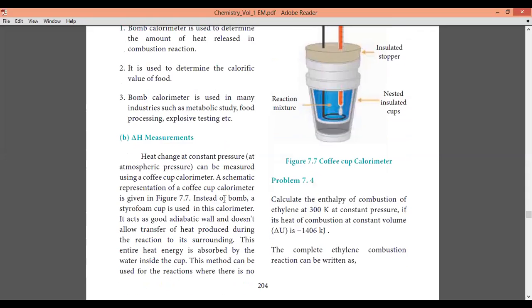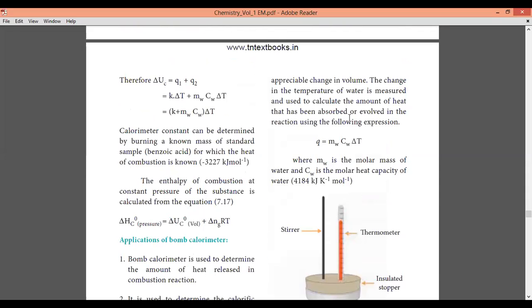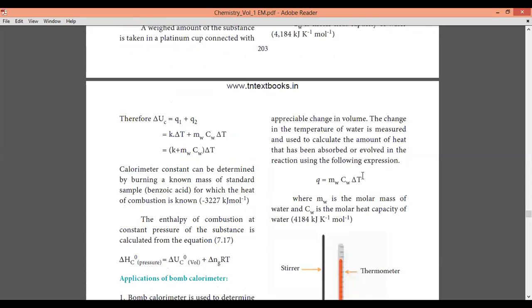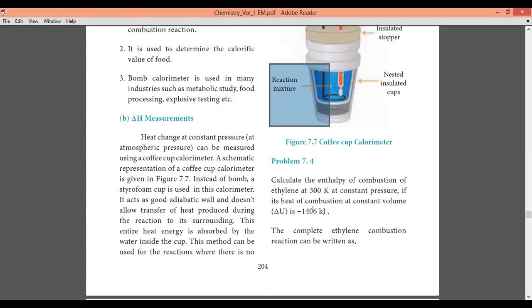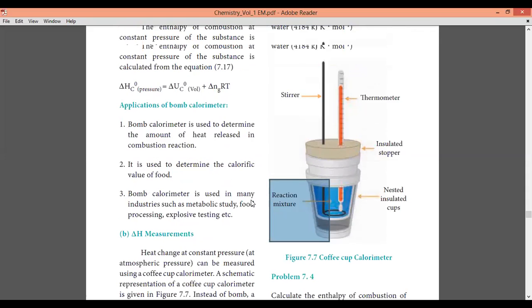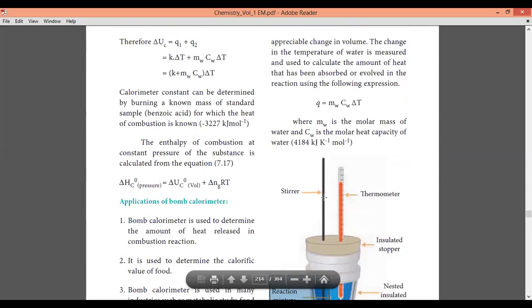Okay. So the change will be given by Q is equal to MW CW delta T. Okay. So by that we are able to measure the enthalpy change. Okay, so the change in the temperature of water here is measured, and that will be given by the expression Q is equal to mw cw delta T.